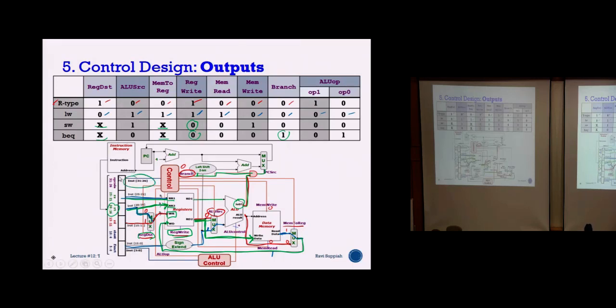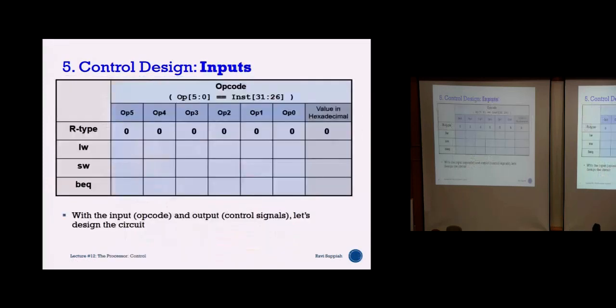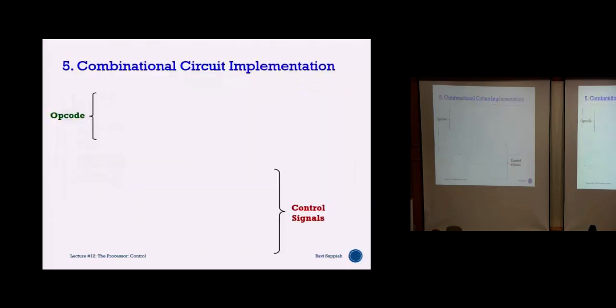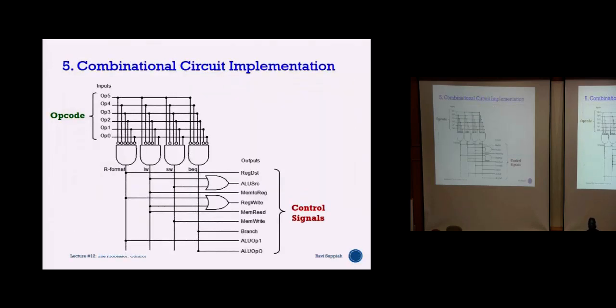And from the 6-bit opcode, I must generate how many? 1, 2, 3, 4, 5, 6, 7, 8, 9. 9 outputs. Okay, 9 outputs from 6 inputs. So these are all the different opcodes that I need to handle at the input side, and from there, I need to generate the output.